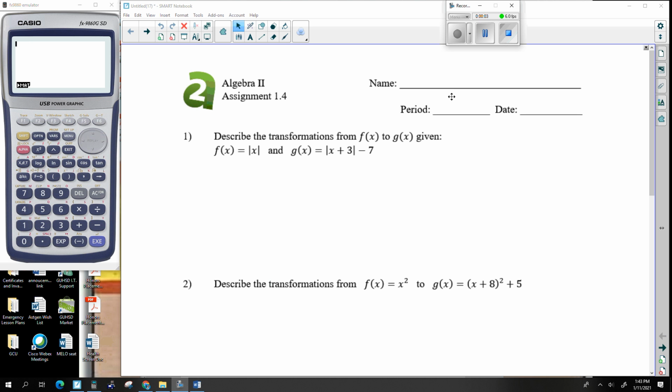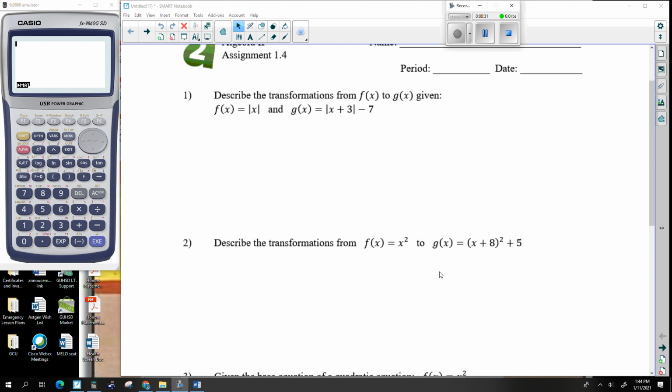Okay, boys and girls, we are on our next assignment, which is assignment 1.4, Unit 1, Assignment 4, Algebra 2. This is introducing us to these things called transformations. What transformations are is ways that you can move a graph, change a graph. So in essence it stays the same thing, but it changes just a little bit.